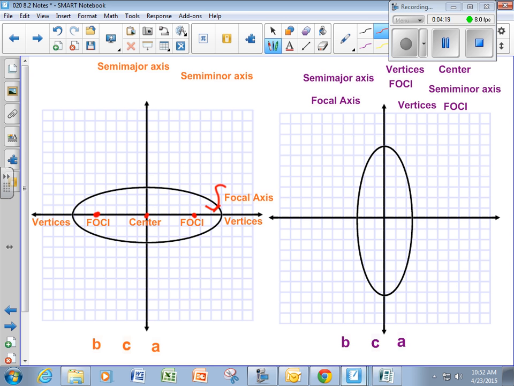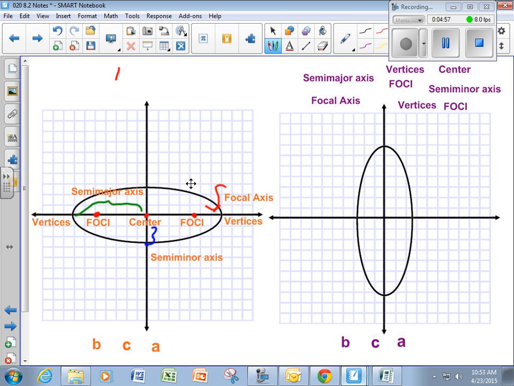So the focal axis in this case is the x-axis. A semi-major axis, that's half of your focal axis. So the semi-major axis would basically be from this vertex to the center, or from the center to this vertex. That would be the semi-major axis, and then the semi-minor axis would be half of our other axis. So this is our minor axis, so the semi-minor would be from the center out to this particular endpoint.